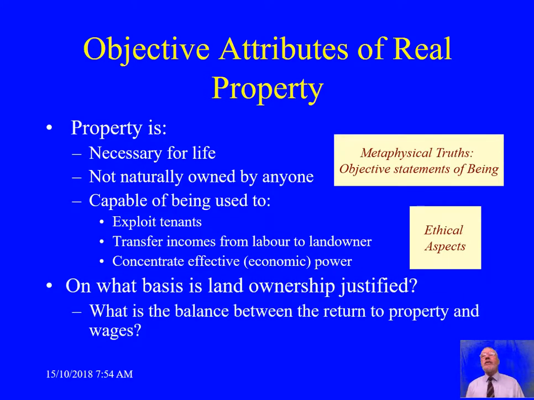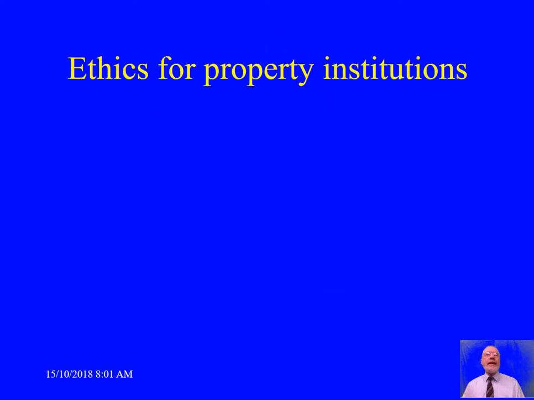What we need to do now is ask the question: if these are all the things that we know with absolute certainty, the metaphysical truths about land and the ethical aspects of what land is capable of doing, on what basis? What are the arguments? What are the principles that should underlie our allocation of particular parts of the earth space to individual people? And that leads on to the economic question of distributive justice, which we've looked at before, which has to do with the return between property and wages.